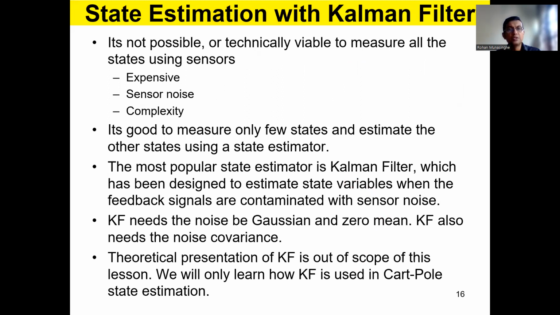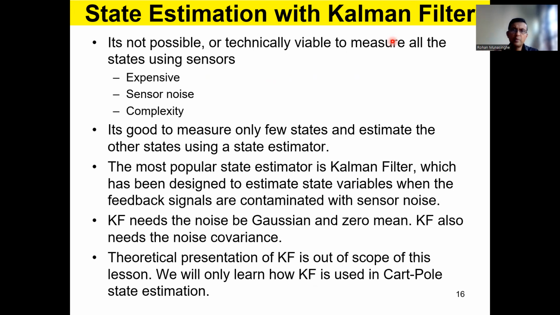All right, next up is state estimation with Kalman filter. So now the problem is that you need all the states for feedback. That is a problem. You want to measure the car's position, car's velocity, pole position, pole velocity. Having sensors for each and every one is certainly not the way forward in controls.